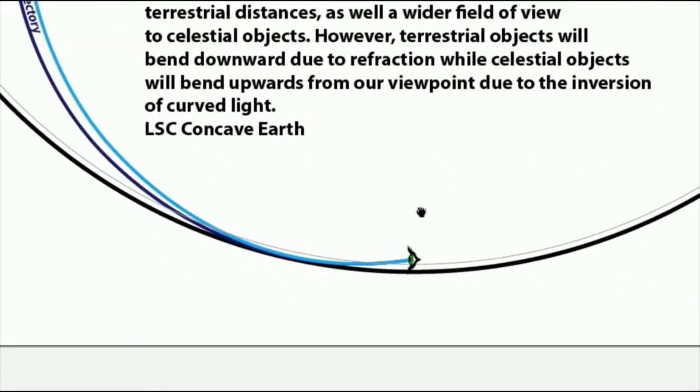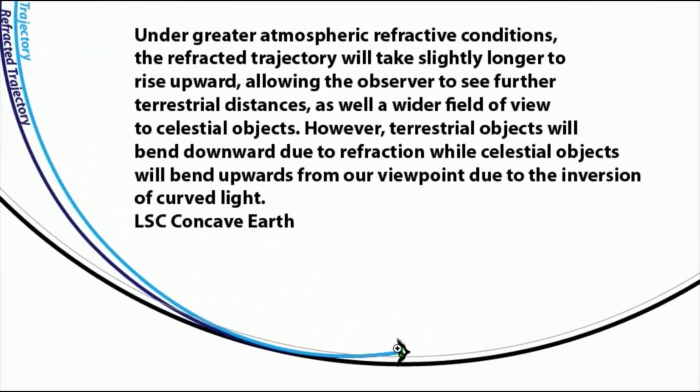If you look at the bottom here, your eye is over here, you have 2 lines. You have the light blue line, which is a normal trajectory, and then the purple line, which is a refracted trajectory under greater atmospheric refractive conditions. The refractive trajectory will take slightly longer to rise upward. So the purple one over here, that's extending your distant horizon. You can see things further into the distance when there is refraction at play.